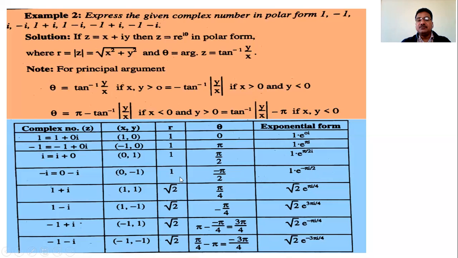and its polar form is what? 1 in square bracket, cos in bracket minus pi by 2 plus i sine minus pi by 2 in bracket. Okay, so these are the modulus and arguments of some numbers.